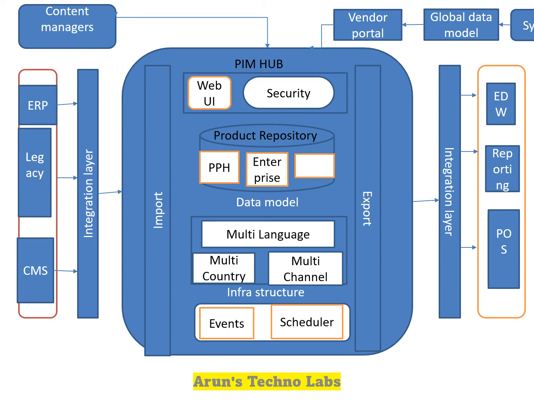We have an integration layer here, which normally transfers the files from these systems to STIBO. This integration layer will help to transform these files. That's a basic step for implementing any PIM. It all comes in terms of the product repository, like a primary product hierarchy or the different hierarchies. Whatever hierarchies are available, the data will be stored in the corresponding hierarchy from the import.